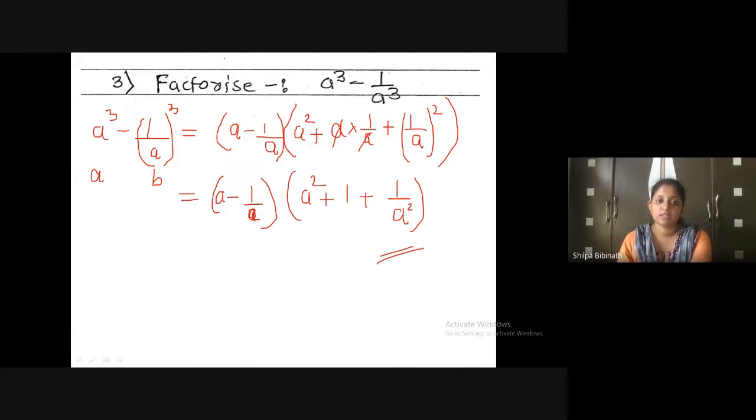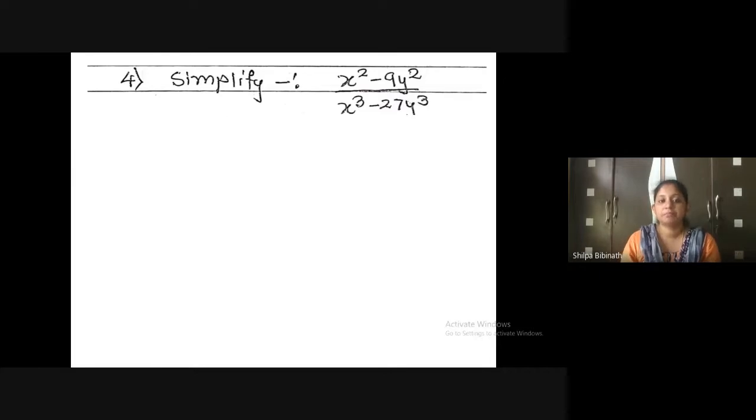We'll see the next question now. Here it is simplified. X square minus 9y square over x cube minus 27y cube. Now here the first part of this simplification, first one we can make it in the format a square minus b square, which you have already studied in standard 7. That is a plus b, a minus b. But before making it using the formula, here only y is squared. What about 9? So we have to take here the square root of 9.